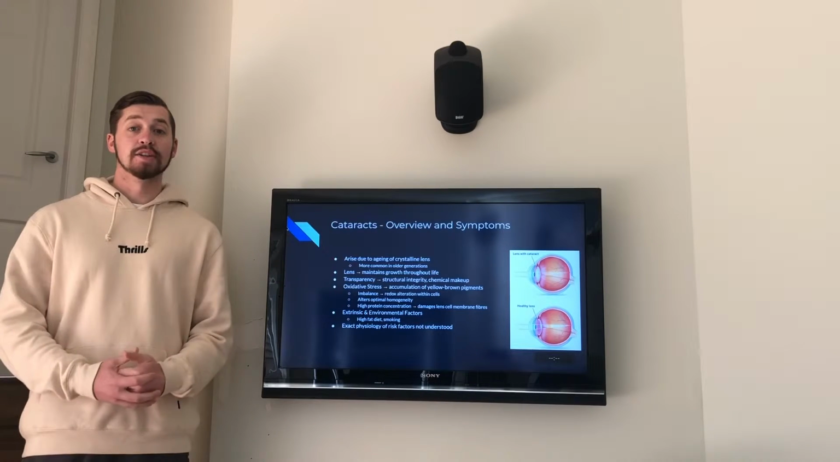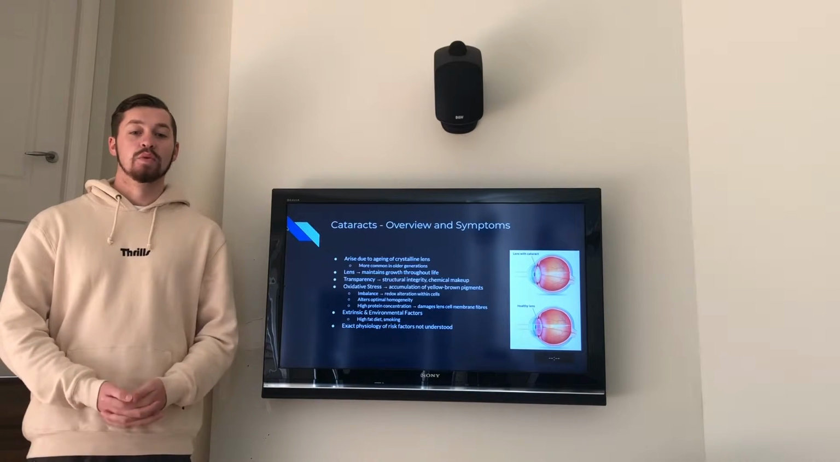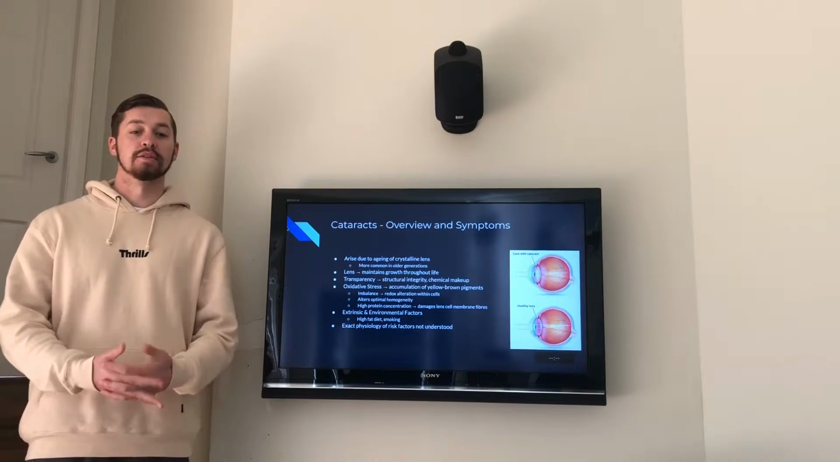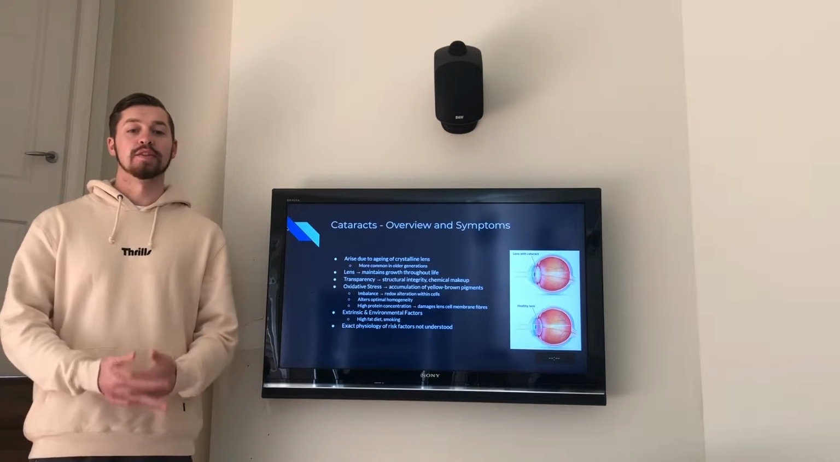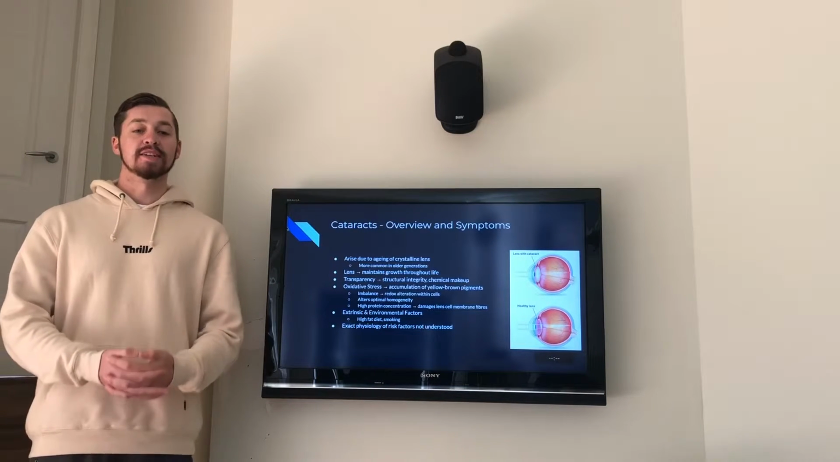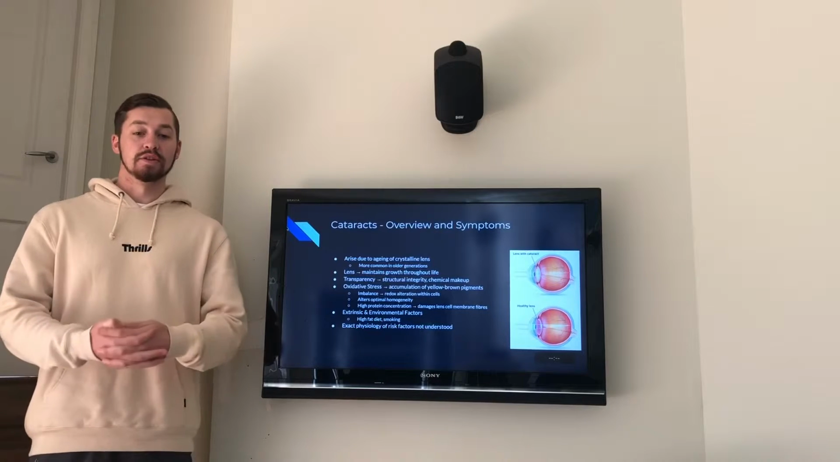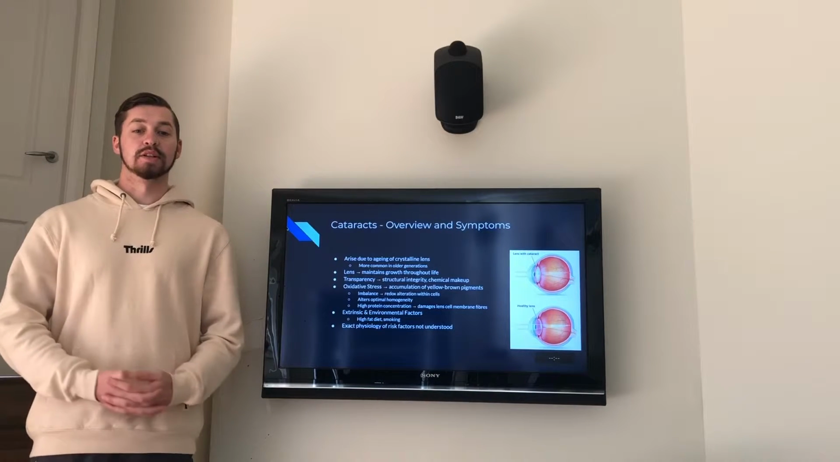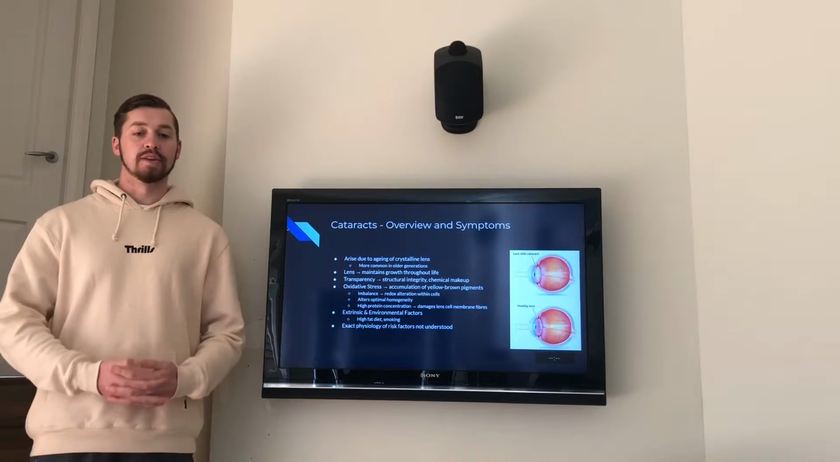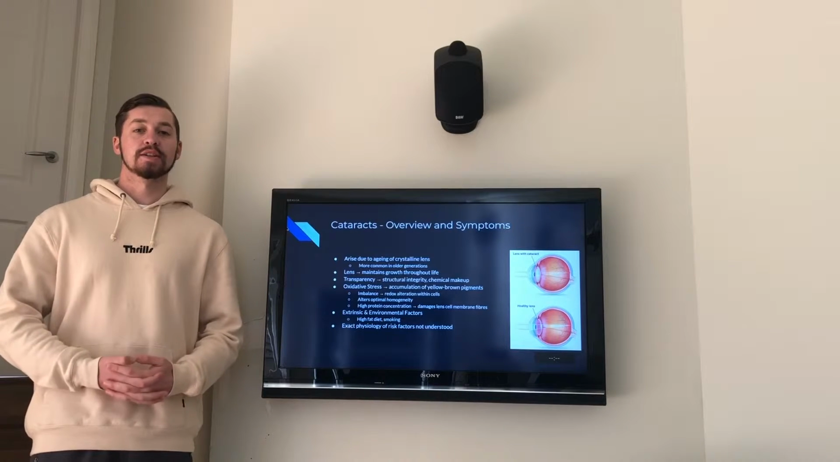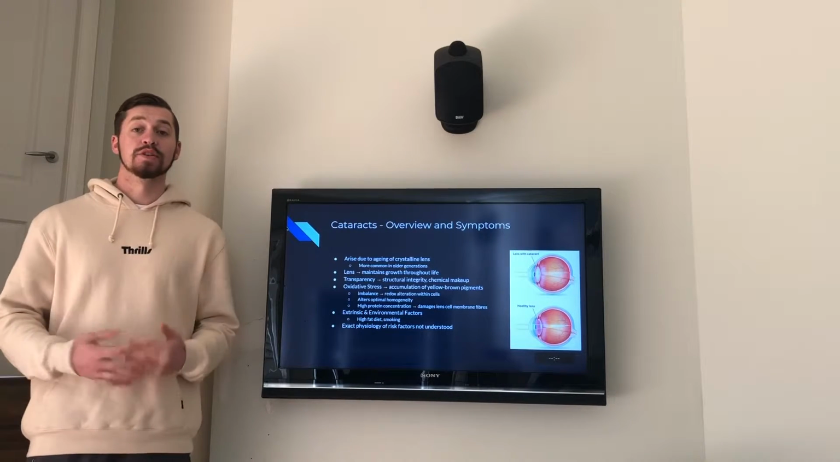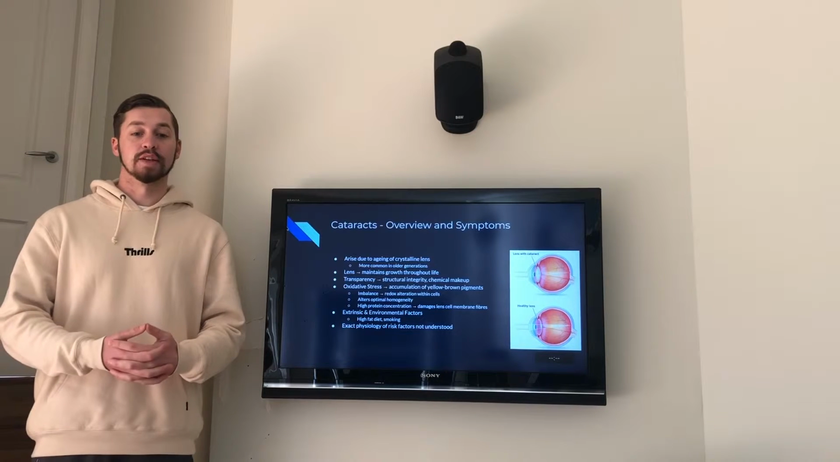Cataracts predominantly arise due to the aging of the crystalline lens, which is why it is more common amongst older generations. The lens of the eye is one of the only structures of the human body that maintains growth during life, and as new lens fibres are continuously placed onto the lens, the old ones are replaced. The lens transparency is maintained by multiple factors, which include chemical makeup and structural integrity.